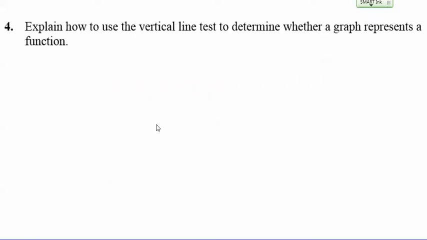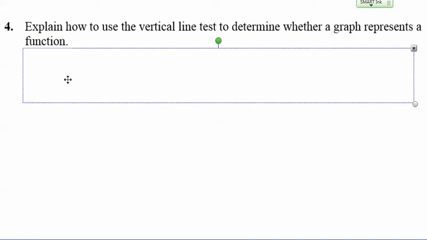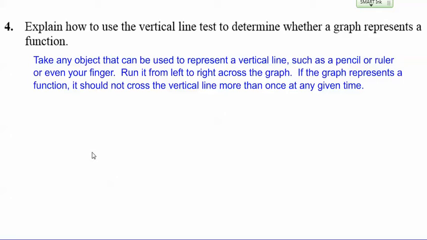All right, so what about this vertical line test that we've been talking about? So a lot of different explanations. I know one thing that we did cover, it's not about drawing one vertical line and looking to see how many times it crosses the graph. It's about drawing every possible vertical line on your graph and seeing where it crosses. So here's what I said. Take any object that you can use to represent a vertical line, such as a pencil or ruler or even your finger. Run it from left to right across the graph. If the graph represents a function, it should not cross this vertical line more than once at any given time. And the key thing here is this, at any given time.